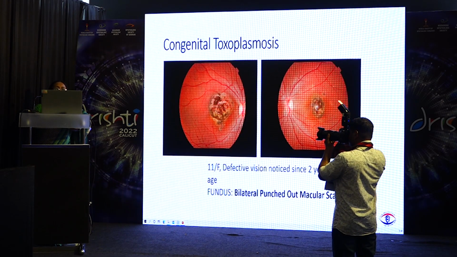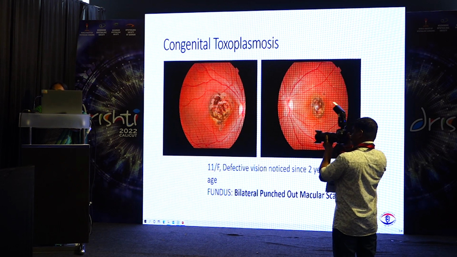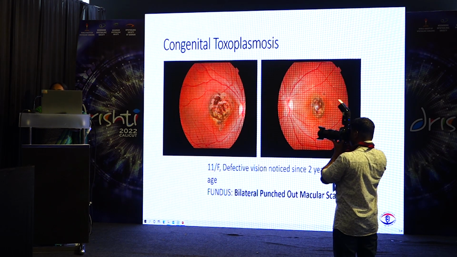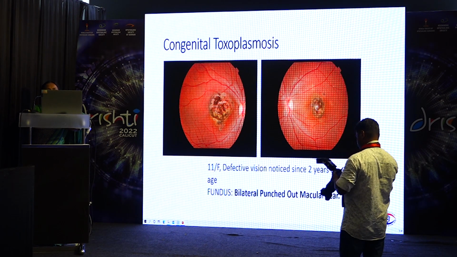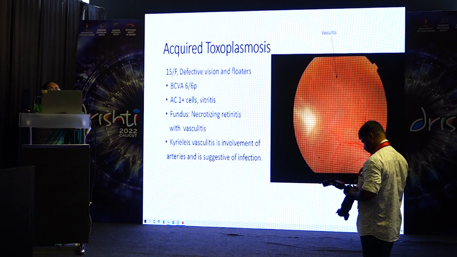This is a fundus picture of an 11-year-old female. It shows bilateral punched out macular scar. It is suggestive of congenital toxoplasmosis. In such cases, the intrauterine infection might have occurred during the 3rd trimester of pregnancy.